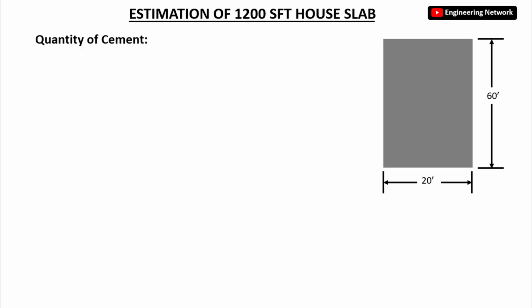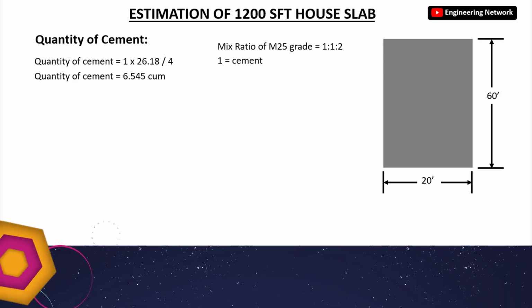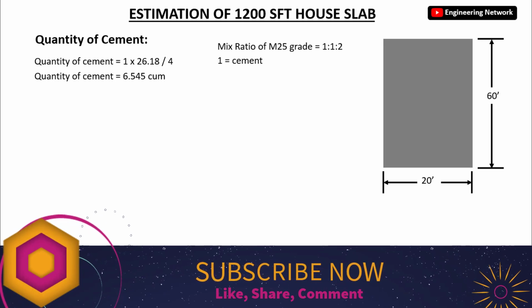So first is cement. Now the mix ratio of M25 grade concrete is 1:1:2, in which 1 is the ratio of cement. So quantity of cement is equal to 1, which is the ratio of cement in the mix ratio of M25 grade concrete, into the dry volume of concrete, which is 26.18, divided by 4, which is the sum of ratio. And after calculation, the volume of cement will become 6.545 cubic meter.